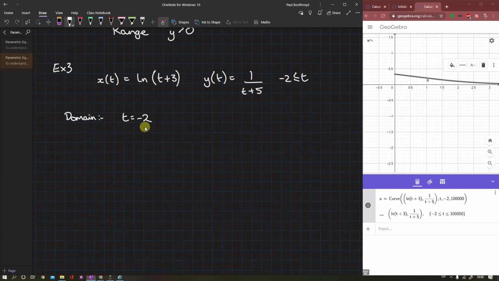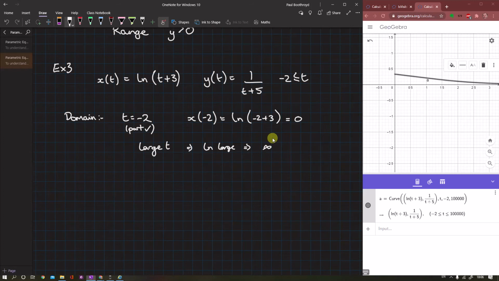We are allowing this, so if this is one of our points, it can be an equal. So this is part of the domain. It's not excluded. We put it into our value and we get x equals the log of -2 plus 3, which is the log of 1, which is 0. So this is suggesting that x is greater than or equal to 0. See what happens when you put in large t. So large values of t leads to a log of a large t, which is still large. So this is going off to infinity. These are the limits we're doing there.